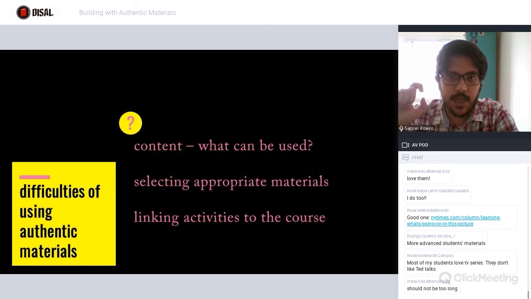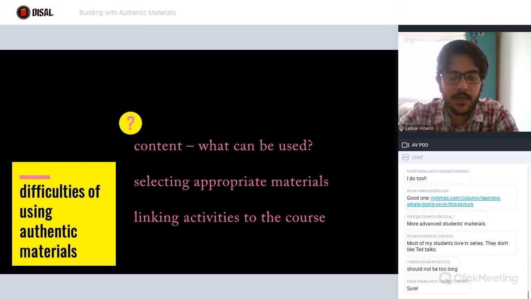So you need that authentic video or that authentic text to be flexible, so you can add it at any moment there without taking too much out of your planning, right?